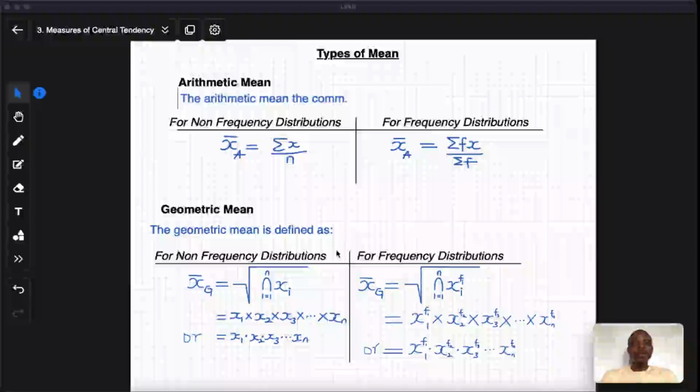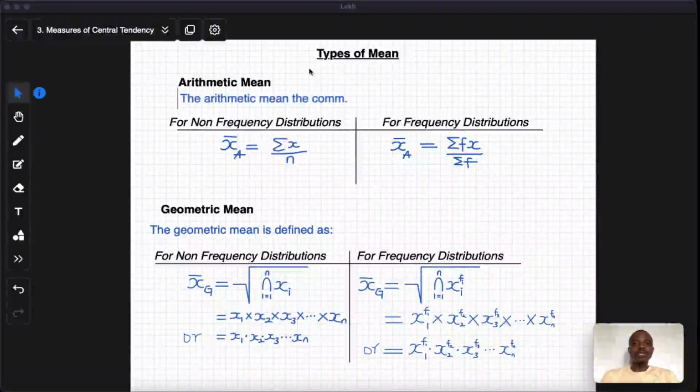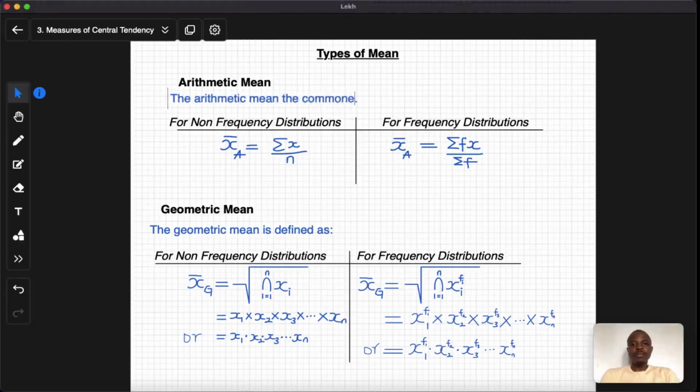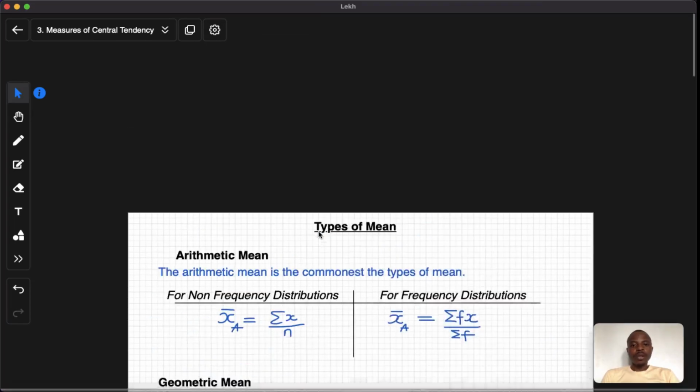So now we'll look at the types of mean, or you may say approaches to obtaining the mean. The first one is the arithmetic mean. The arithmetic mean is the commonest of the types of mean. It is the one that is usually used when you want to obtain the mean, but it is not the only one that can be used.